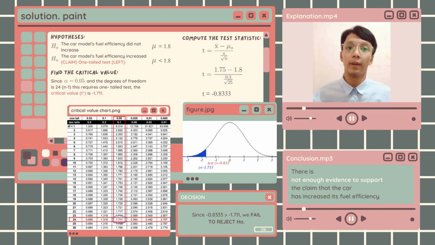Next, we must make a decision. We must plot all of that, and since negative 0.83 is greater than negative 1.711, we fail to reject our null hypothesis. Next, we must state the conclusion. There is not enough evidence to support the claim that the car has increased its fuel efficiency. It is not enough evidence to support the claim because our claim is the alternative hypothesis and we accepted our null hypothesis.